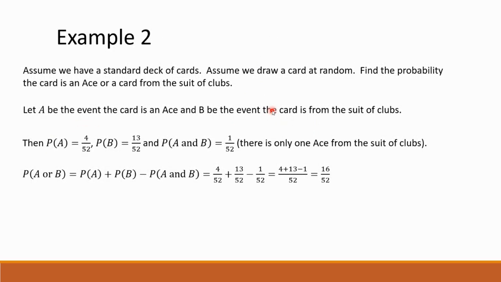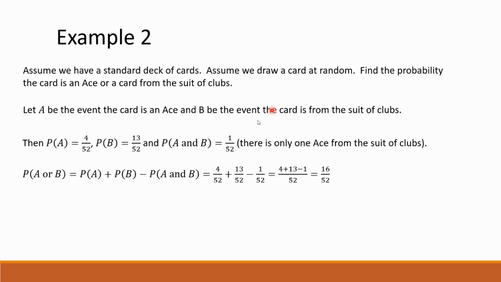Well, let's do an example or two with that. So here we have a standard deck of cards. Remember, there's 52 cards there, no jokers. We're drawing a card at random, just one. You want the probability that the card is an ace or a card from the suit of clubs.